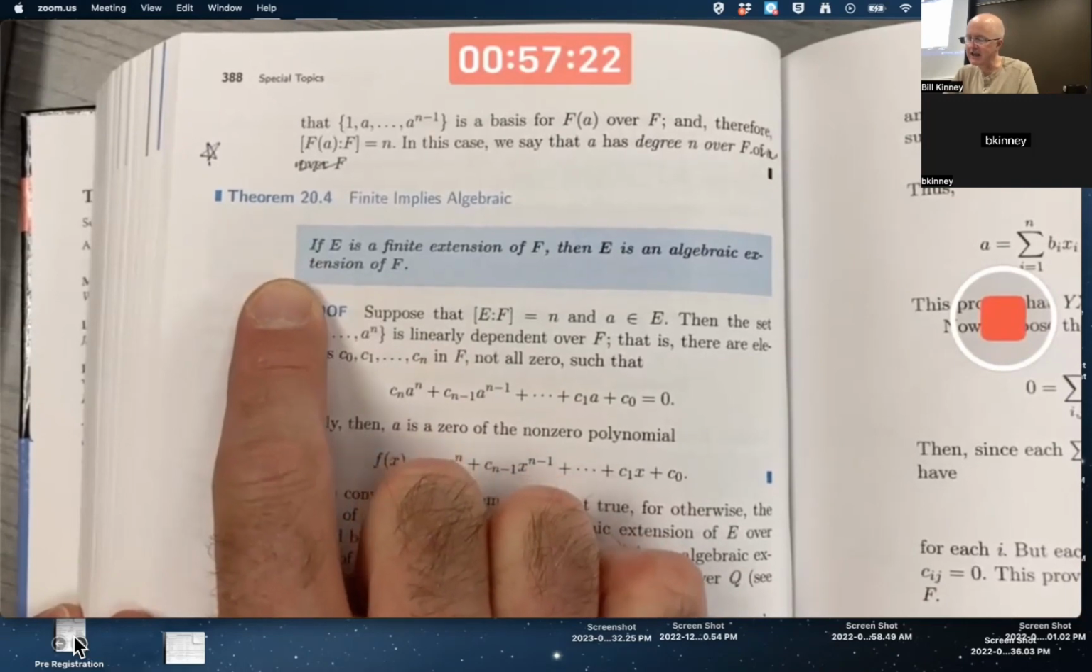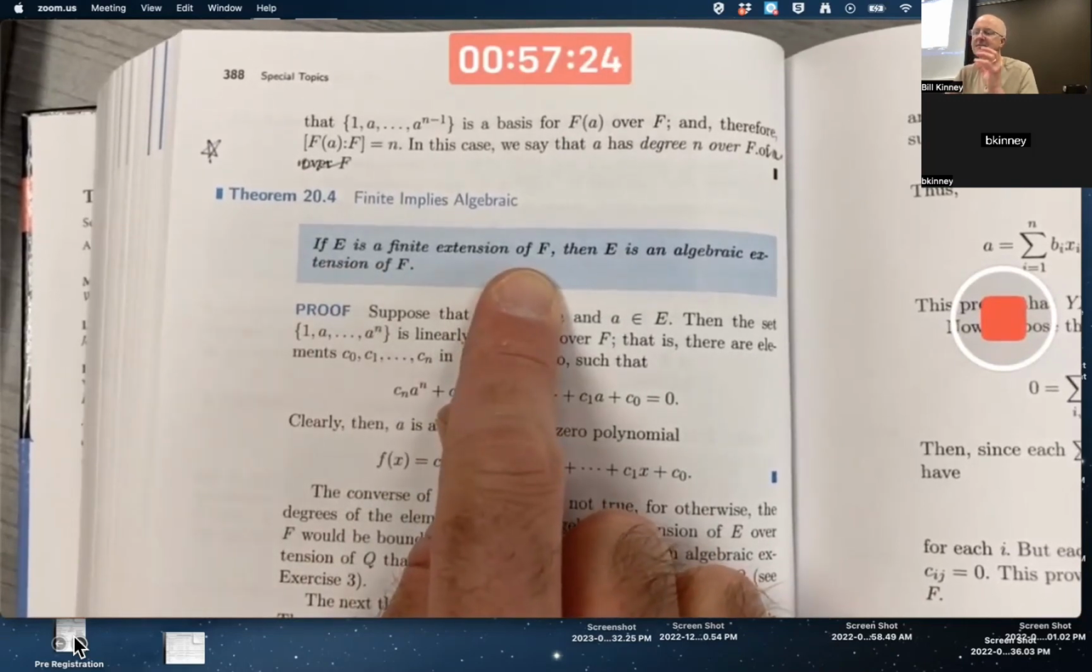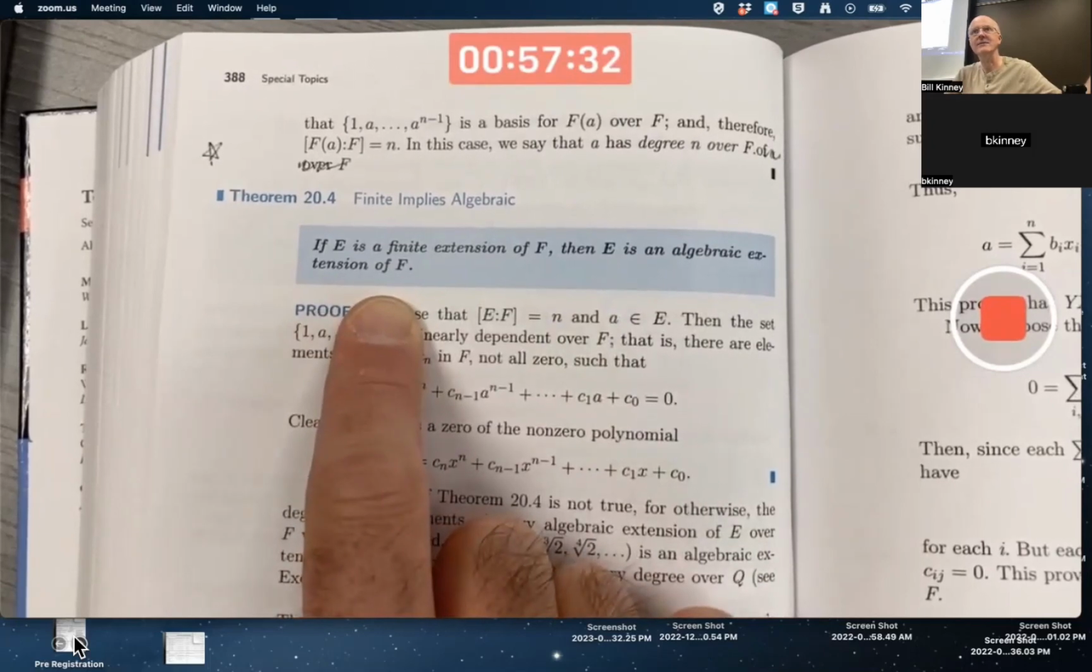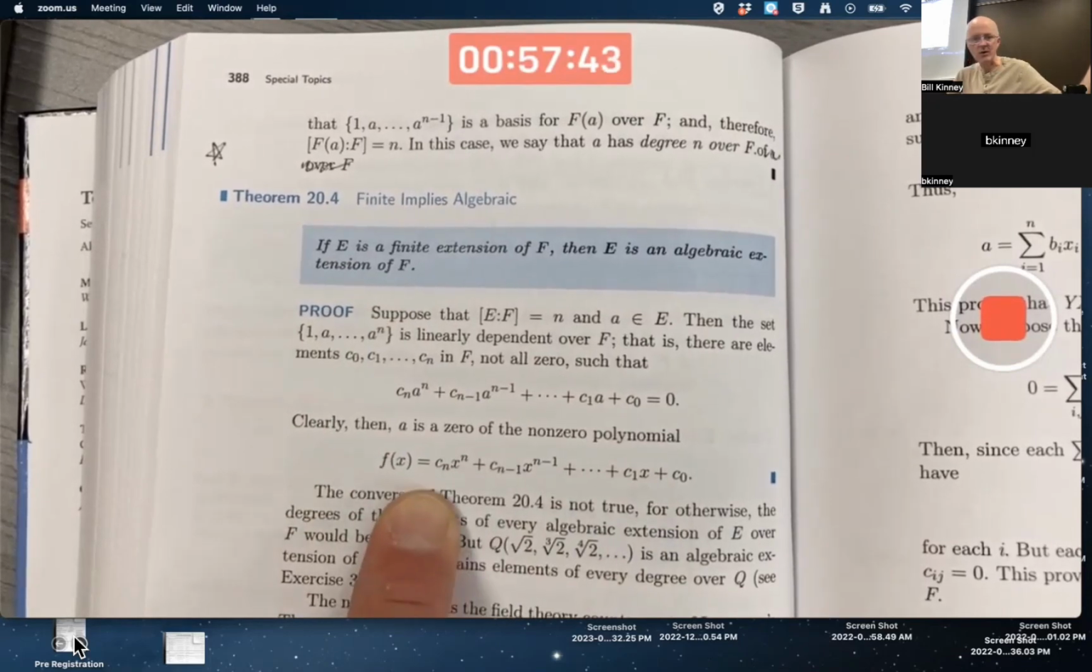Finite implies algebraic. If E is a finite extension of F, meaning the dimension of E as a vector space over F is finite, then it's an algebraic extension of F. Every element in E is algebraic over F, the root of some polynomial with coefficients in F. The proof's actually not that hard. It's fairly short.